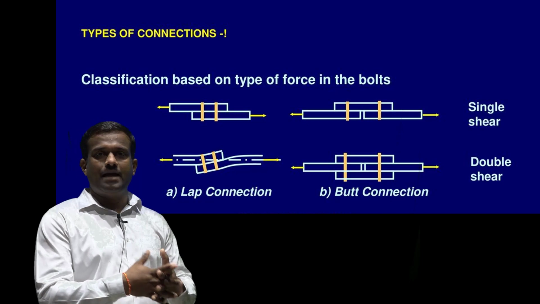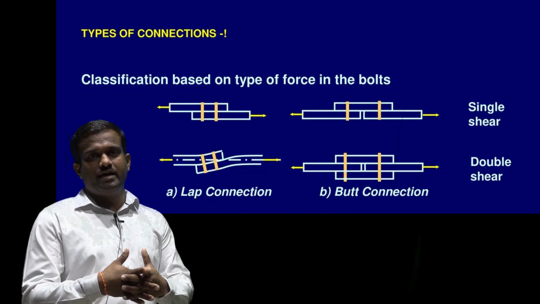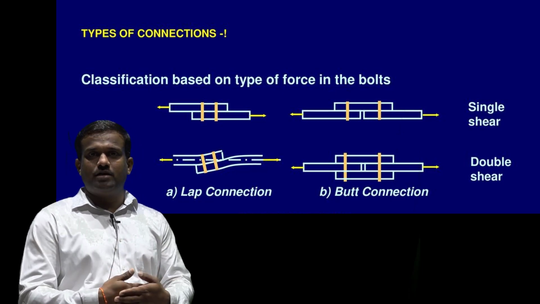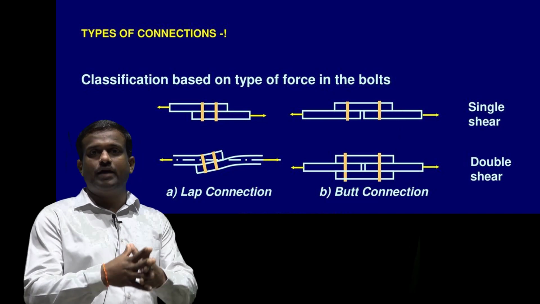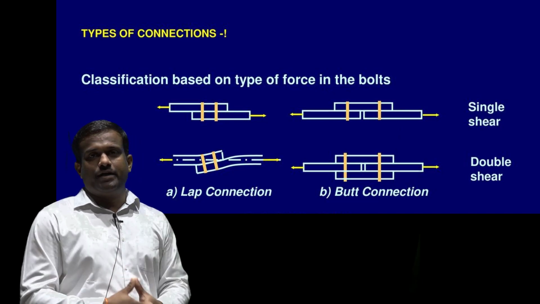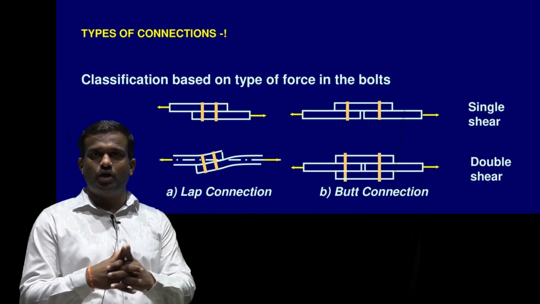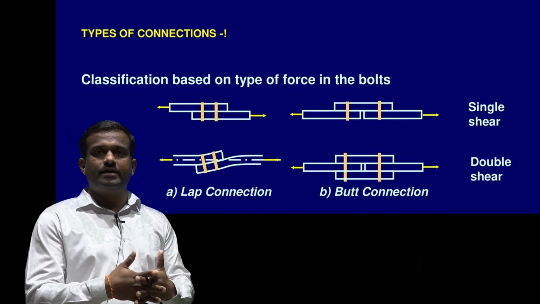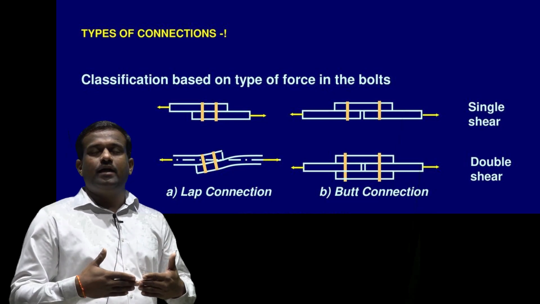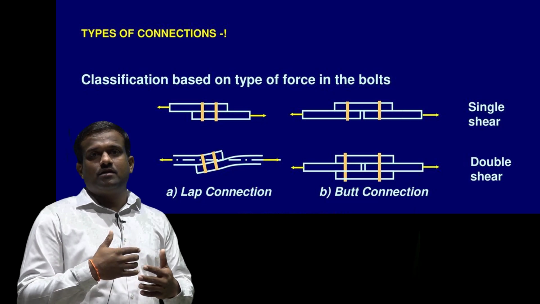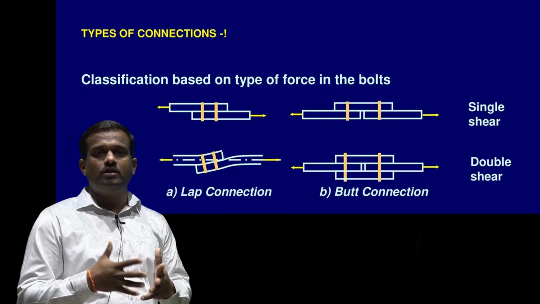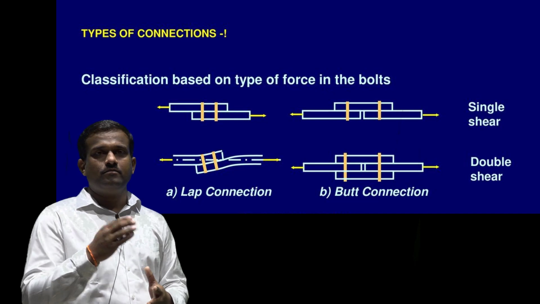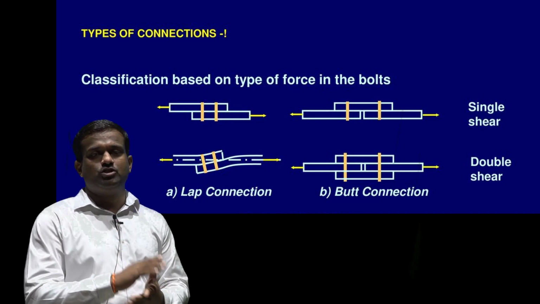Now in case of a lap joint, the two members to be connected overlap each other and are connected; that joint is called a lap joint. And in case of a butt joint, the two members to be connected are placed end to end and additional plates are provided on one side or on both sides. That joint is called a butt joint.